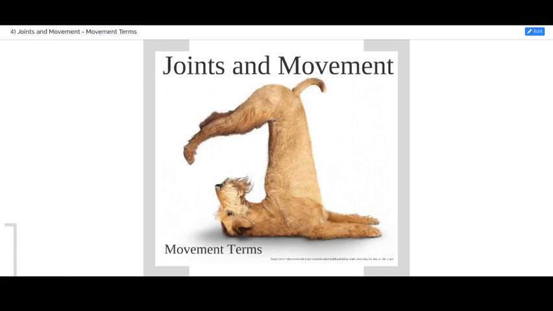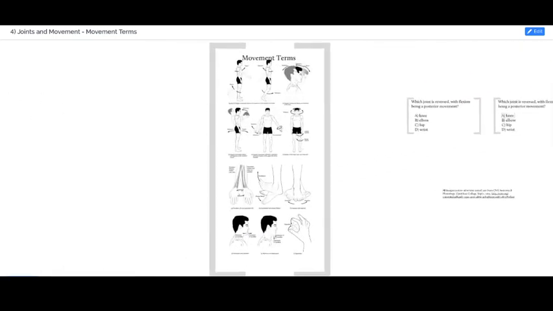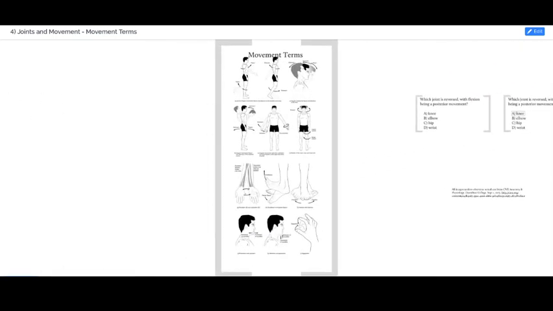For this section of the Joints and Movement chapter, we're going to be looking at the terms we use to describe movement. Similar to the first chapter that uses special terminology to describe position and relative location of structures within the body, we also want to consider the special terminology we use to describe movements.